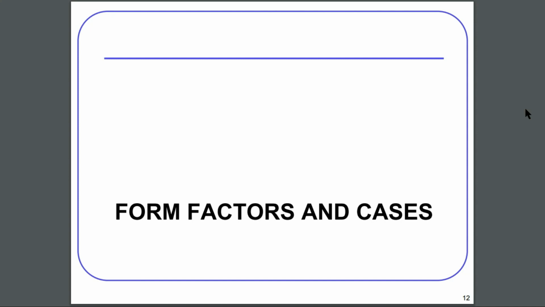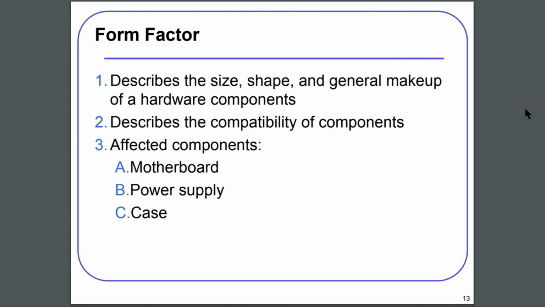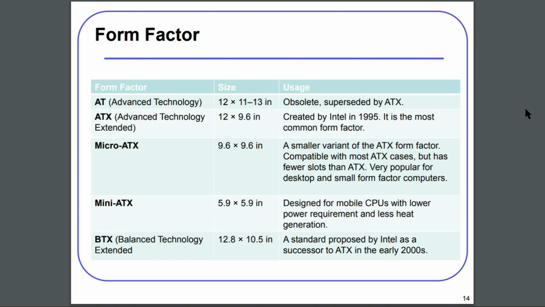So in this slide we can check form factors and cases. Form factors describe the size, shape and general makeup of hardware components. Also they describe the compatibility of components. Affected components are motherboard, power supply and case. In this slide we can check the different form factors, their sizes and their uses. The first form factor is AT, advanced technology, then ATX, advanced technology extended, micro ATX, mini ATX, BTX, balanced technology extended, and their sizes and uses.